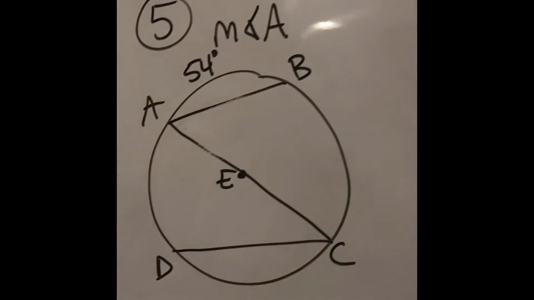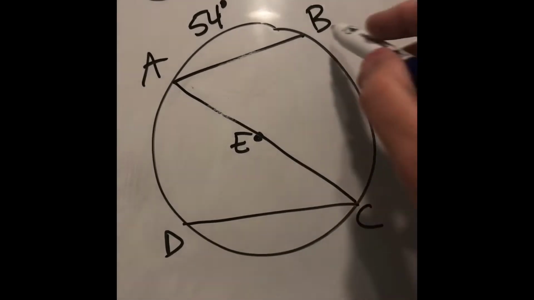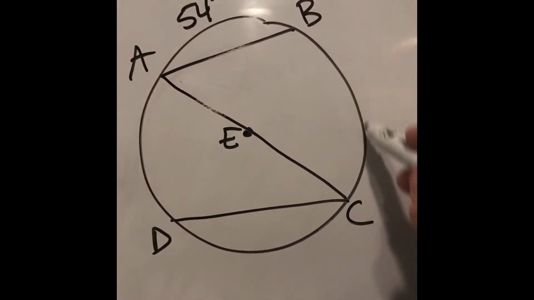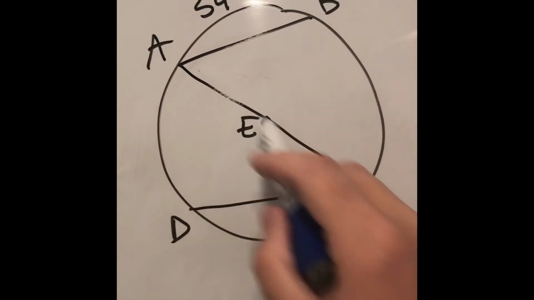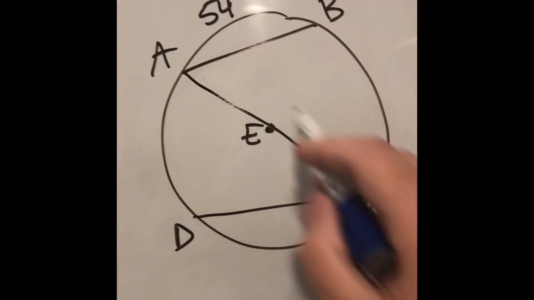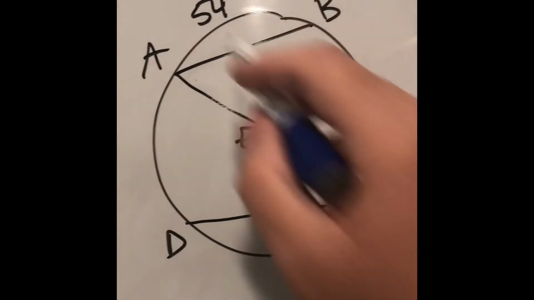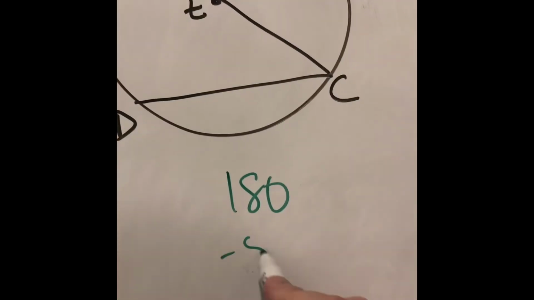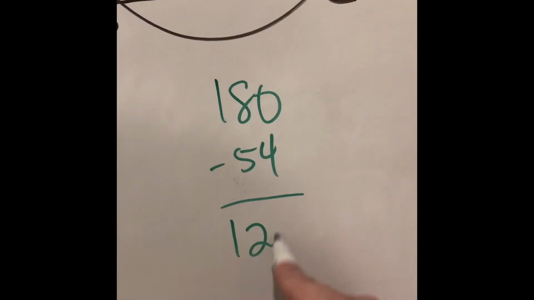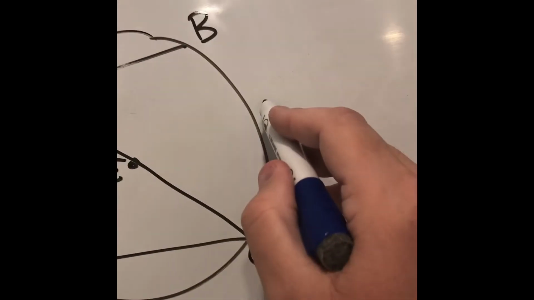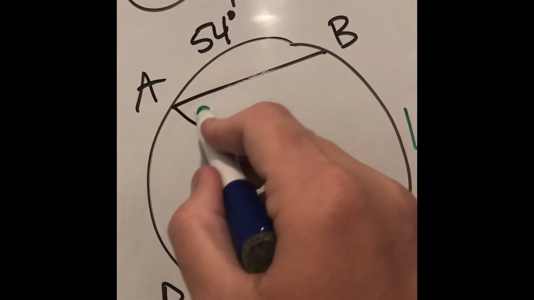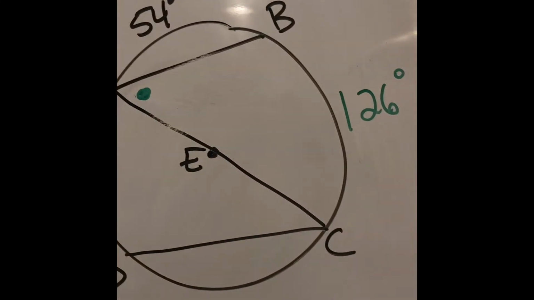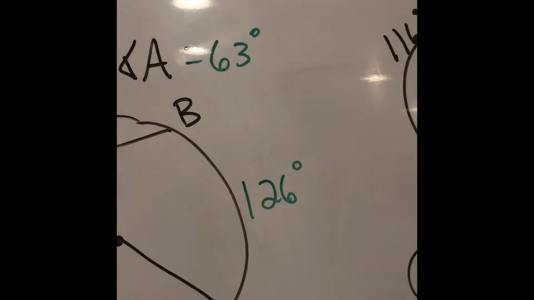Number 5, we're looking for angle A. Angle A intercepts this arc here, BC, okay? Well, they gave me that arc AB is 54, and again, I notice AC is a diameter, so it's cutting a circle in half, so this semicircle is 180. So if I go 180 minus 54, that gives me 126. So that tells me then that this arc BC is 126, which angle A here is what I'm looking for. It's inscribed with the 126. It should be half of that. So that's 63 for angle A.